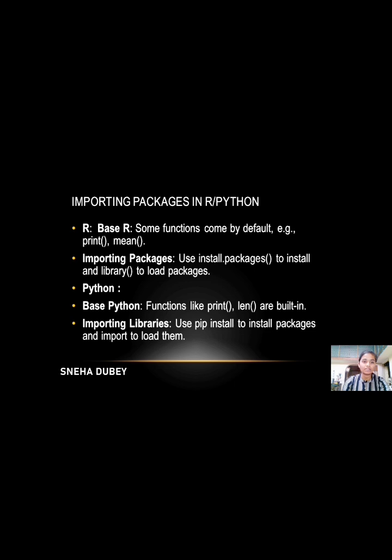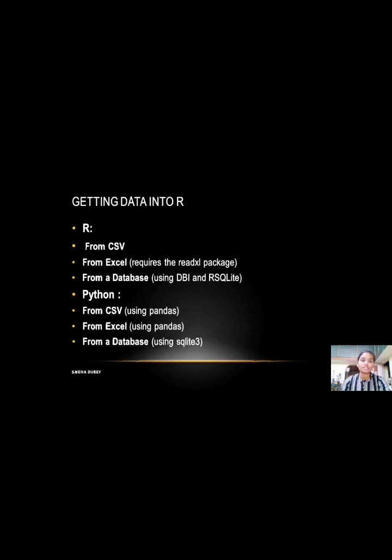And in Python, the base Python functions like print, len, and type are built-in functions. For importing libraries, use pip install to install packages and import to load them. The fourth topic was getting data into R. We use read CSV for CSV, the readxl package for Excel, and DBI and RSQLite for a database. In Python, from CSV using pandas, from Excel using pandas, and from a database using sqlite3.